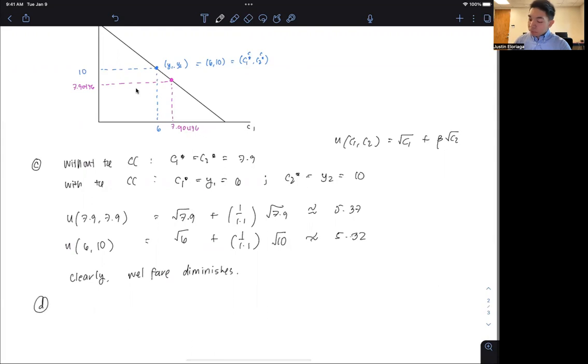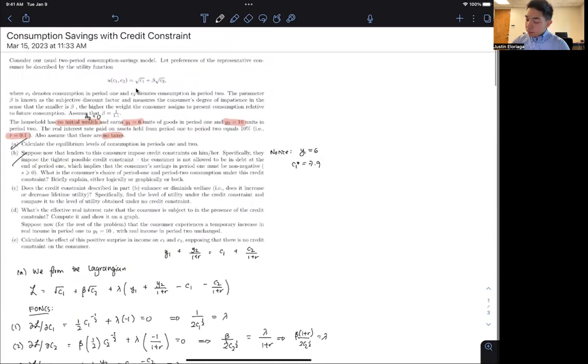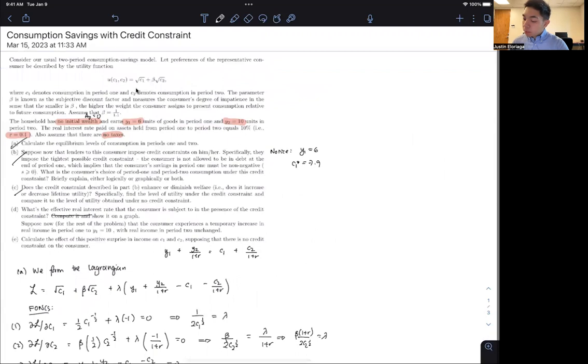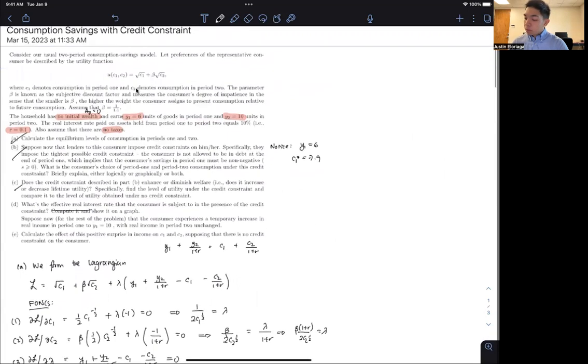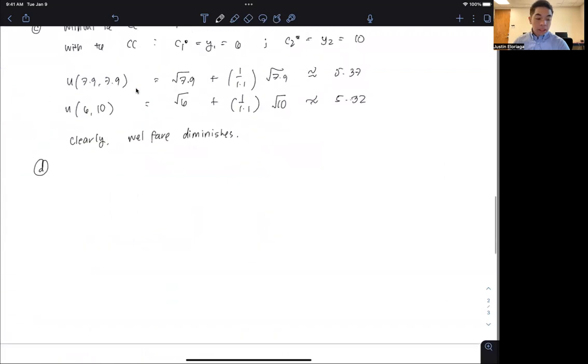Now, what about D? D is asking, what is the effective real interest rate of the consumer subject to the presence of the credit constraint? That's simple to calculate. What we need to remember is that the MRS, under the optimal conditions based on the first order necessary conditions, should be equal to 1 plus R, right? And the MRS is U1(C1, C2) divided by U2(C1, C2), the derivatives, and that should be equal to 1 plus R.